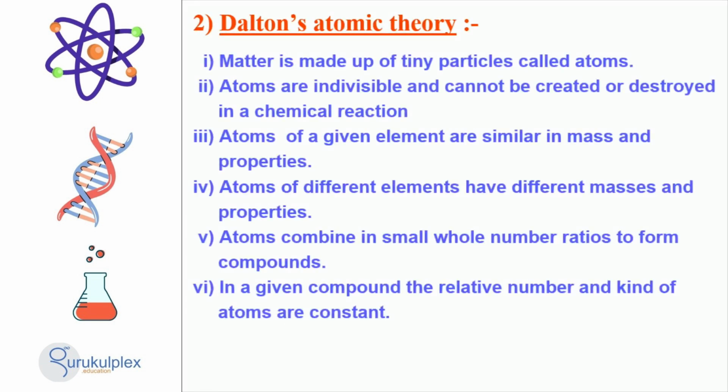Dalton's atomic theory states that all matter is made of atoms. These atoms are indivisible and indestructible. Atoms of the same element have the same mass and properties, while atoms of different elements have different masses and properties. Compounds are made when atoms join together in whole number ratios, with the ratio of atoms staying constant in the compound.